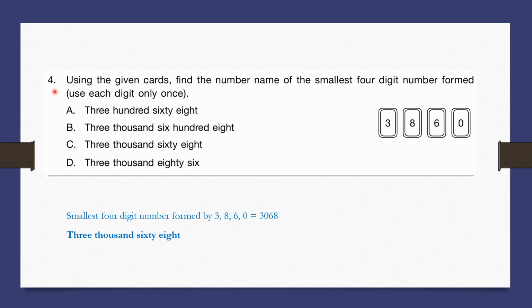Question number 4. Using the given cards, find the number name of the smallest 4-digit number formed. Use each digit only once. So the number given is 3860. The smallest number cannot start with 0. So we will take the second smallest digit first. So 3068, which we can read as 3068. So our answer is option C.